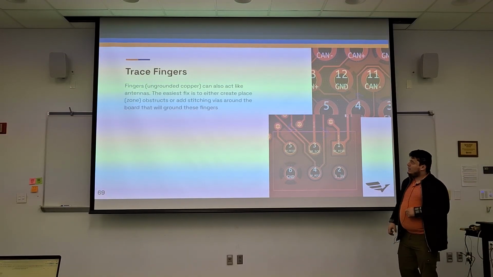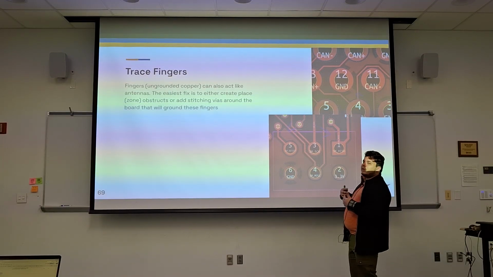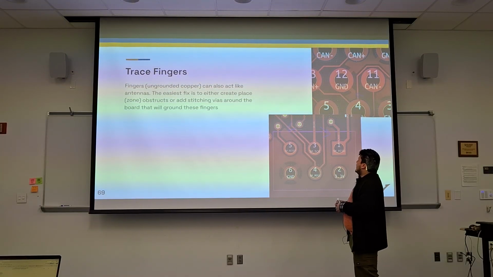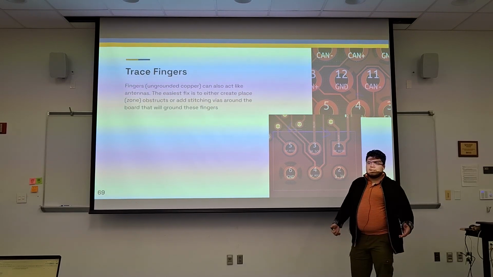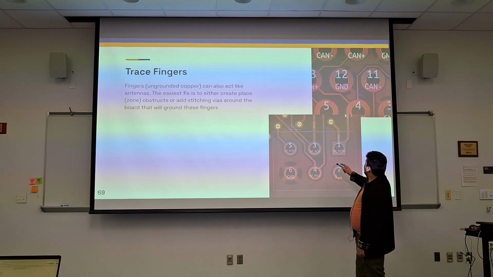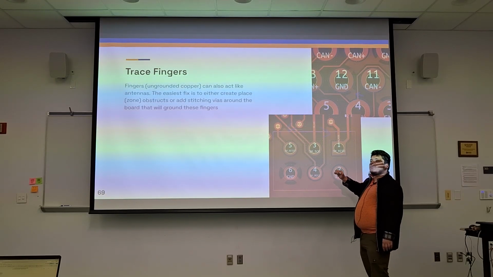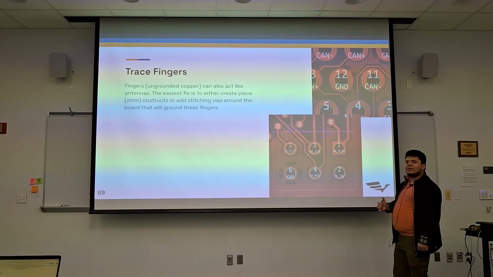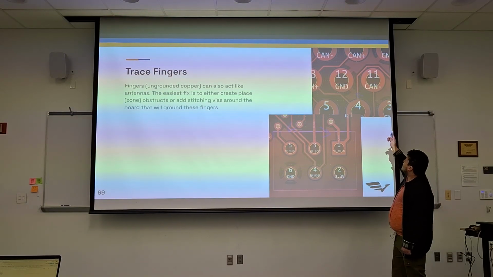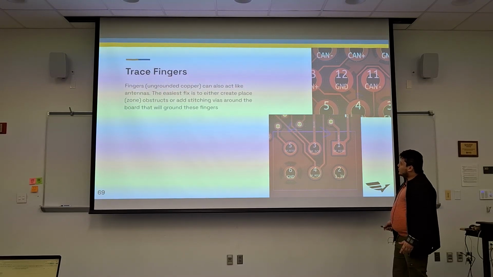Trace fingers don't exist if you don't have any ground pours on signal layers, but since I'm recommending y'all add copper pours, something that is going to happen is you get these little fingers, and these are also antennas. In this case, that antenna is around CAN signals, and so that could affect the signal integrity of that CAN bus. Ideally you want to remove those or find ways of removing them.